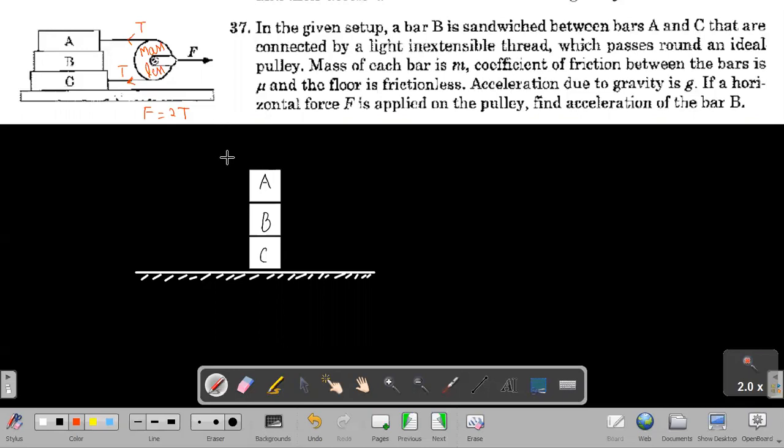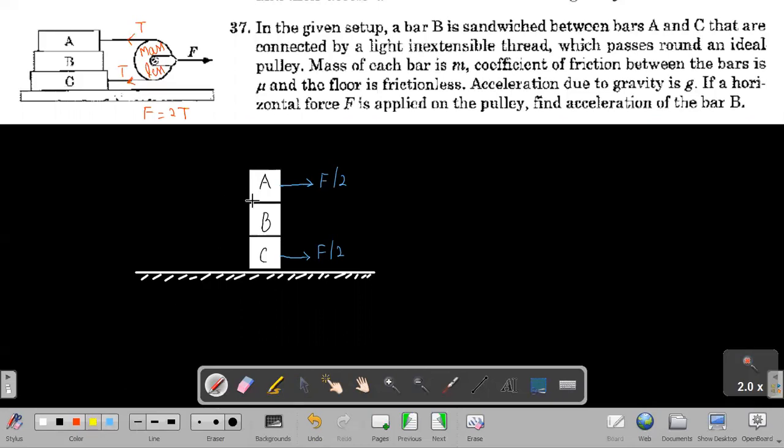Now, if we draw the free body diagram, the forces present on the objects will be like this. First of all, a tension force will be present on block A, which is capital T equals F by 2. Another tension force will be on block C, again capital T equals F by 2. These two forces will try to pull the objects A and C. And when these two forces try to pull the objects, the friction between objects A and B and objects B and C will try to oppose this relative motion.